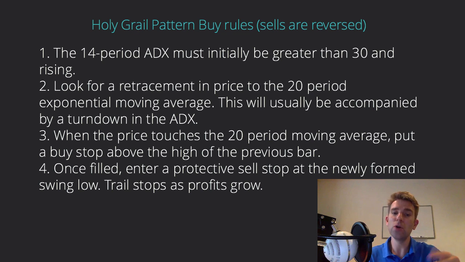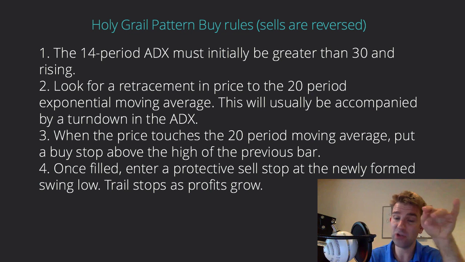Number 2 is look for a retracement in price to a 20-period EMA. I've used a 20-period EMA a lot from a day trading perspective, so it'll be interesting to see how this plays out from a swing trading perspective. It says here that it's usually accompanied by a turn down in the ADX. Well, that makes sense, doesn't it? A trend pulling back, you're going to get that little retracement from an indicator that's telling you whether it's a trend or not.